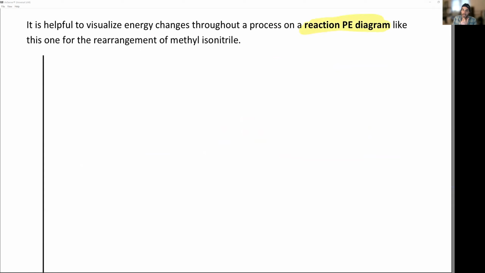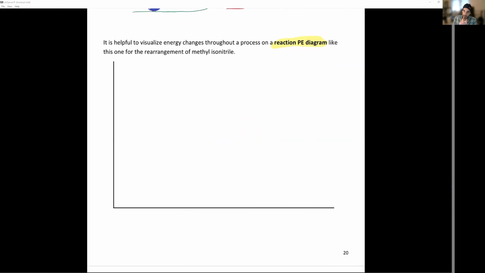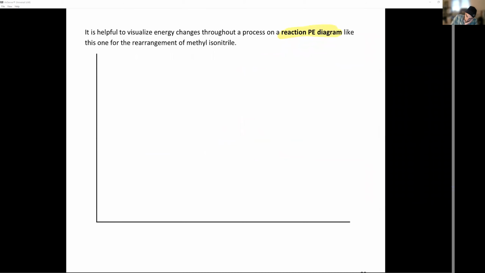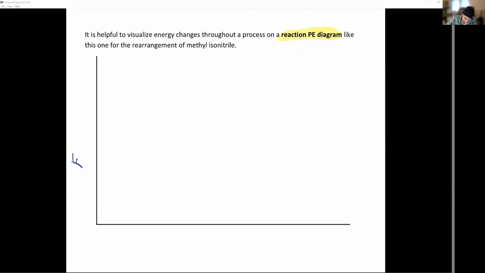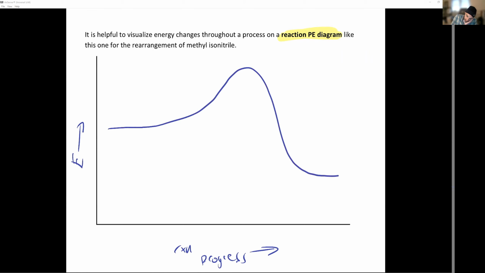Another way that we look at this is we call these reaction PE diagrams. It's essentially a potential energy diagram for a reaction, right? So we're going to have energy on one axis, and reaction progress on the other. There's plenty of different types of PEs, but you can think about it this way: I have reactants on one side, products on the other, so reaction progress goes from reactants all the way to products.